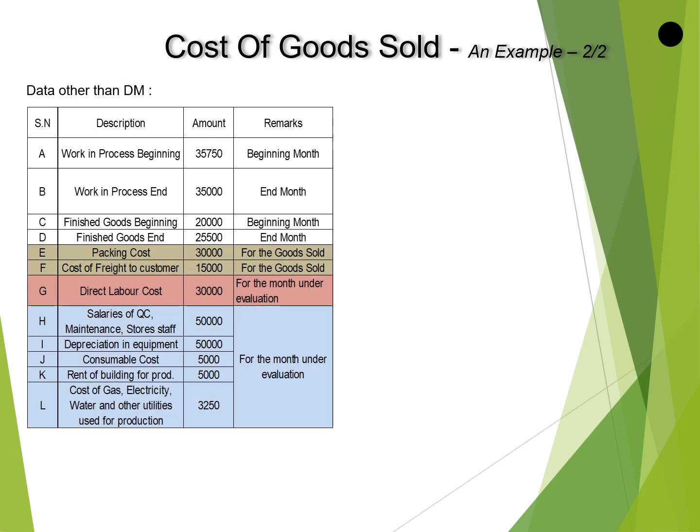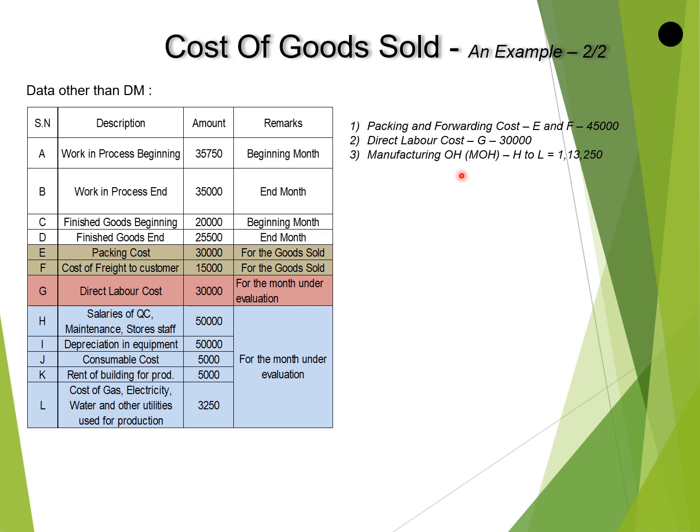Let's calculate things other than the direct material for cost of goods sold. So the data is in this table. The work in process in the beginning of the month and at the end of the month, as we discussed in the previous slide, and the data for finished good material at the beginning and at the end of the month. We already have discussed it in the previous slide, and the cost is taken from there only. Then we have packing and forwarding cost, that is E and F. This one 30,000 plus 15,000, 45,000 rupees. Direct labor cost G, that is this one is 30,000 rupees.